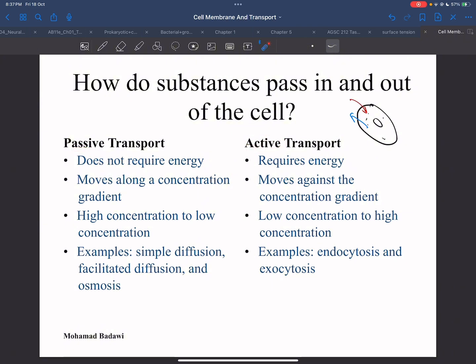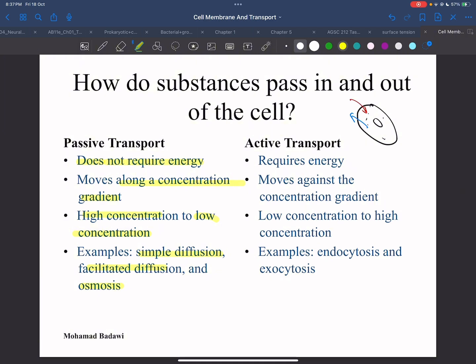Now, from the name passive, what does it mean? It does not require energy, and it moves along a concentration gradient. What does it mean? It moves along a concentration gradient. That means it goes from a high concentration to a low concentration. And some examples are simple diffusion, facilitated diffusion, and osmosis, and we'll be looking at each one of them later on.